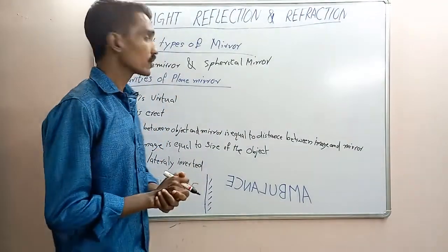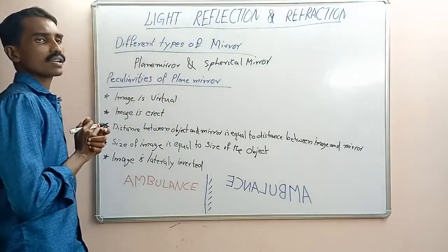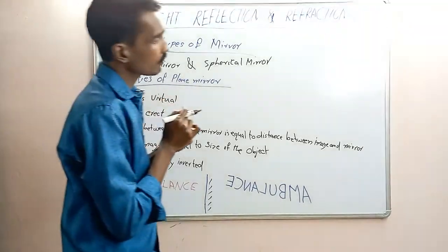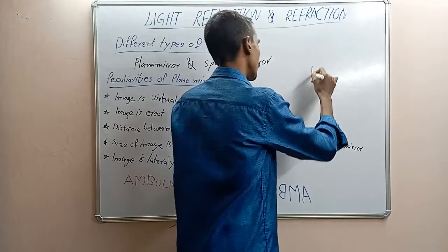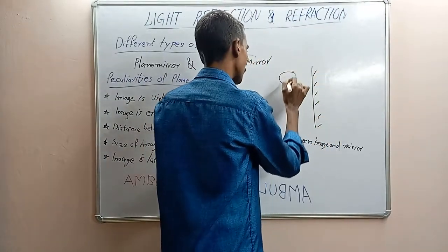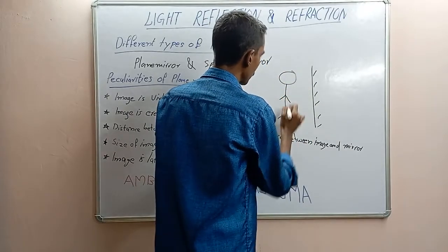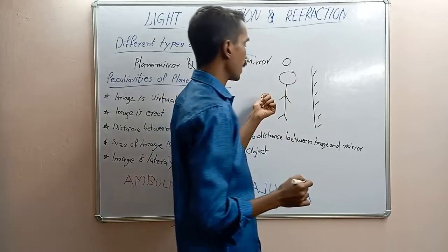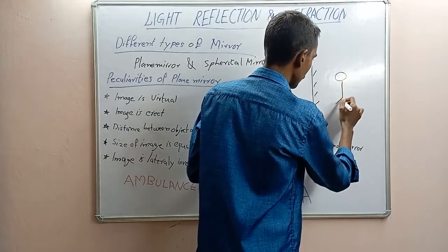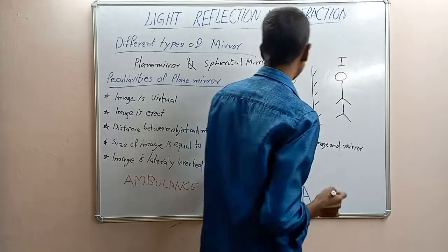Write some peculiarities of the plane mirror. The image is virtual. What do you mean by virtual? Imagine this is a plane mirror. An object is here, which we represent as O, and the image is there, which we represent as I.